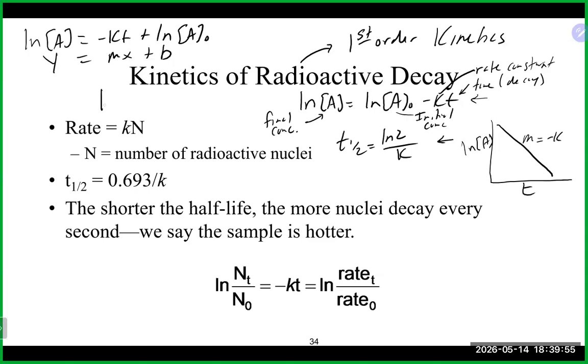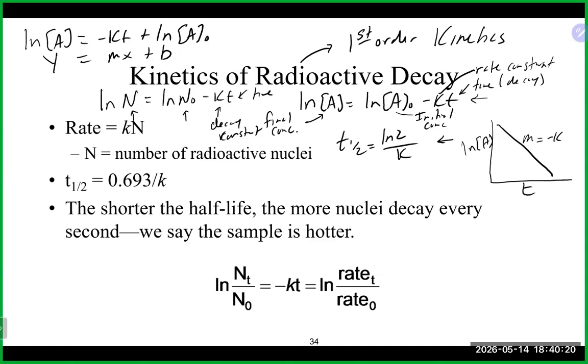Now, in nuclear chemistry, sometimes they will use the natural log of N, to stand for nuclei, equals the natural log of N naught minus kt. Again, this is your final nuclei, that's your initial, this is your decay constant, which is like your rate constant, and again, that is time as well.